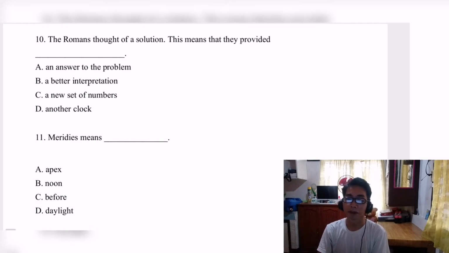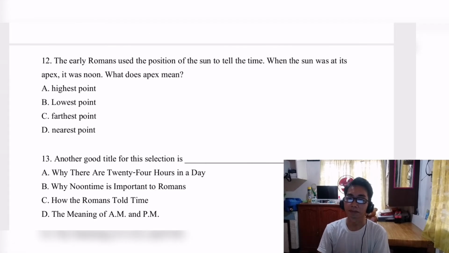Number 11. Meridies means blank. A. Apex, B. Noon, C. Before, and D. Daylight. Number 12. The early Romans used the position of the sun to tell the time. When the sun was at its apex, it was noon. What does apex mean? A. Highest point, B. Lowest point, C. Farthest point, and letter D. Nearest point.